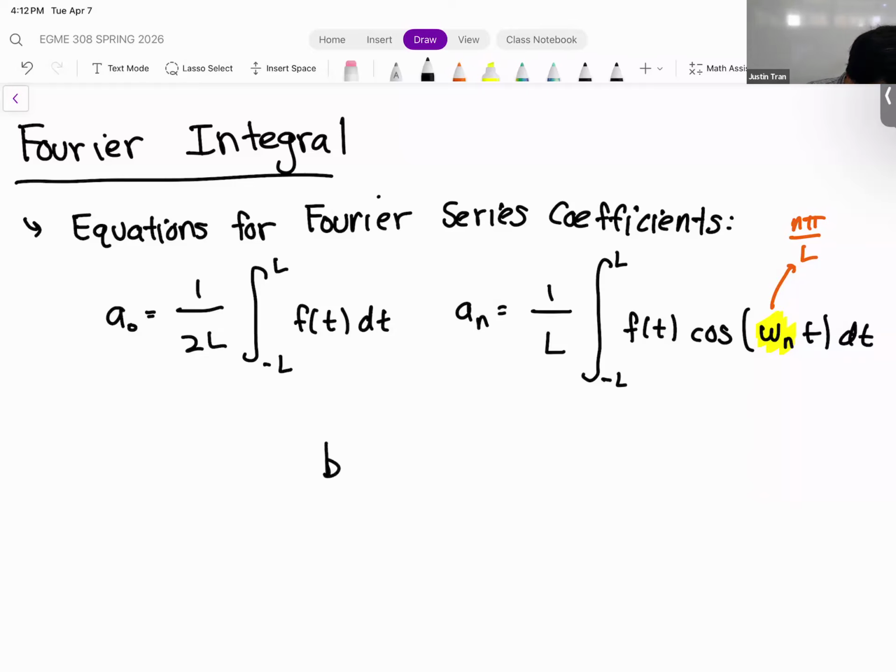And then finally we have Bn. Bn is a very similar formula to An, but it has sine instead. So Bn is going to be 1 over L integral from minus L to L f of t sine omega n times t dt.